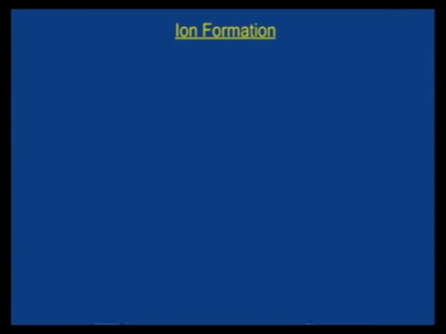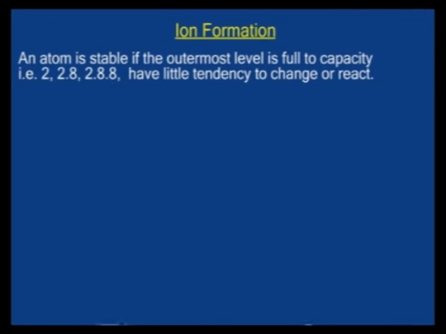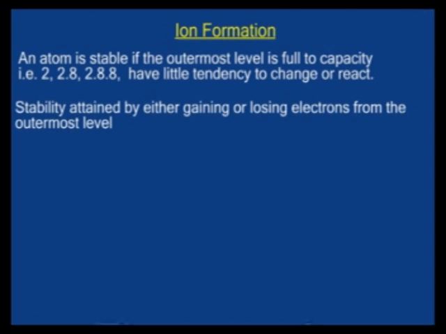Ion formation. When the outermost energy level is full to capacity, the atom becomes very stable. This means atoms with configuration of 2, 2 8, 2 8 8 are very stable. They have very little tendency to change or participate in a chemical reaction. Atoms with any other configuration are very unstable and have high tendency to react. Such atoms can attain stability by either gaining or losing electrons.